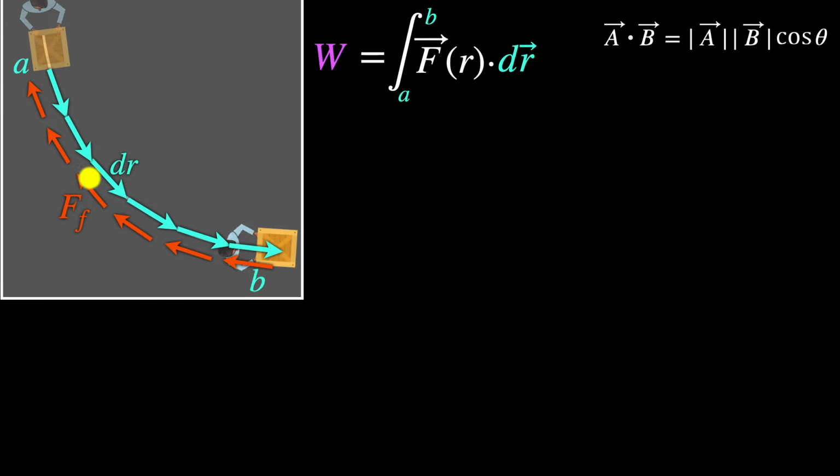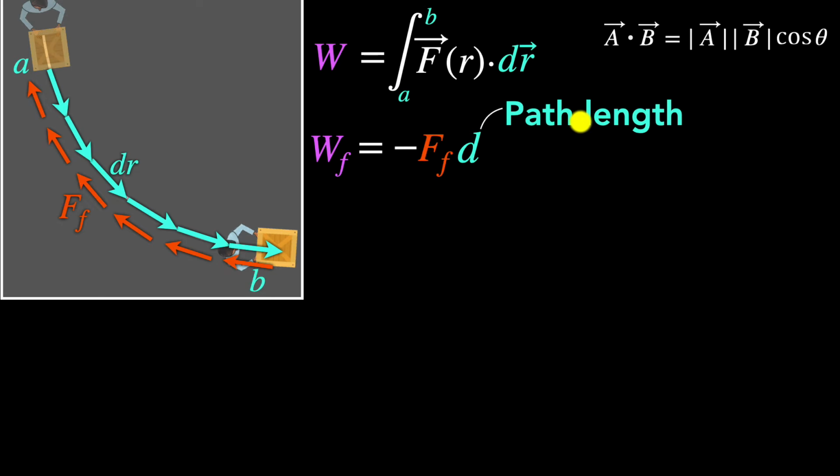And what's the integral of dr over here? Well, the integral of dr is basically summing all of these tiny dr vectors up. That will give me the total path length. And so the work done by friction is going to be minus the force of friction times the path length.